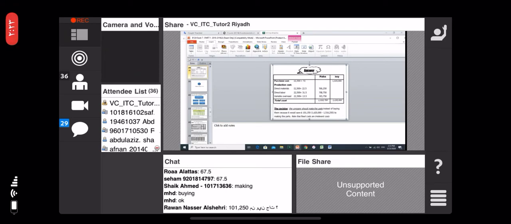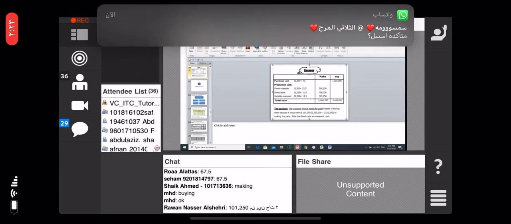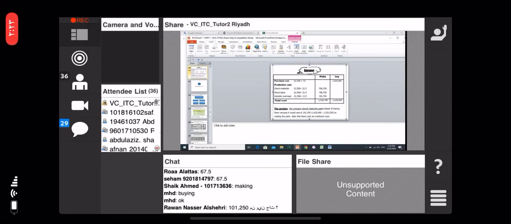The difference is 101,250. It is the difference between the cost for purchasing and the cost for making. So the difference between 1,620,000 minus 1,518,750. Okay, Rawan. Here, he may compare between the total amount of units.